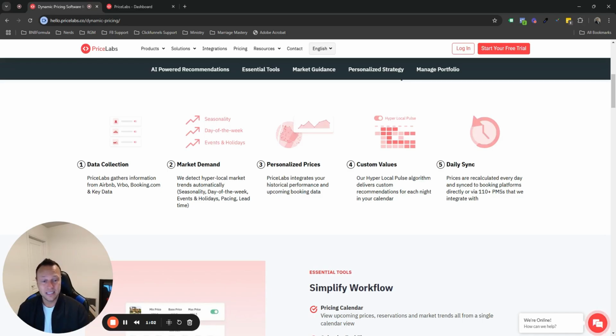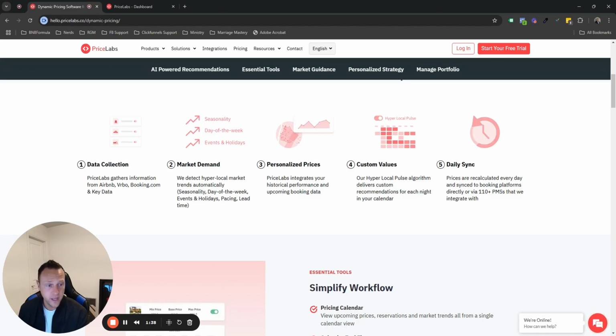Then in addition to that, they use that algorithm to detect hyper local market trends automatically. So it will know the high months, it will know the low months, it knows when it's Christmas, it knows when it's March break, it knows when it's spring break, it knows everything that is happening in your specific area, and it starts to suggest pricing based on the seasonality, day of the week, events, holidays, pacing, whatever the case might be. It takes the thinking out of it so you don't have to worry about it.